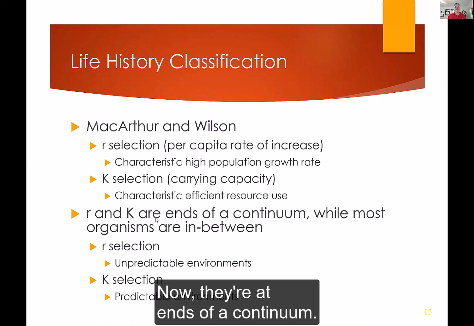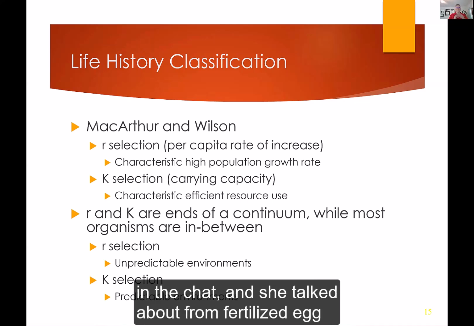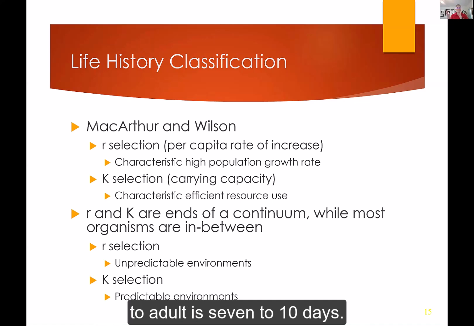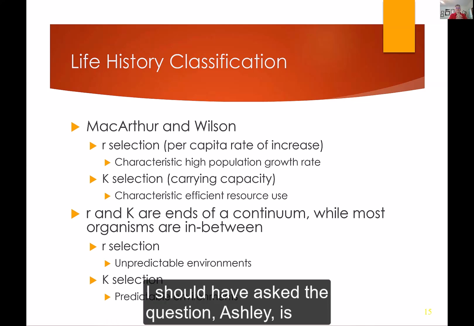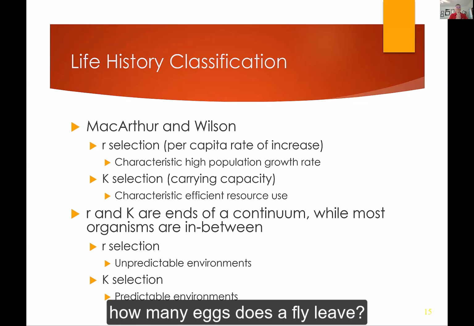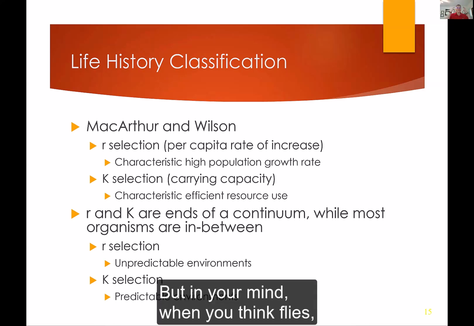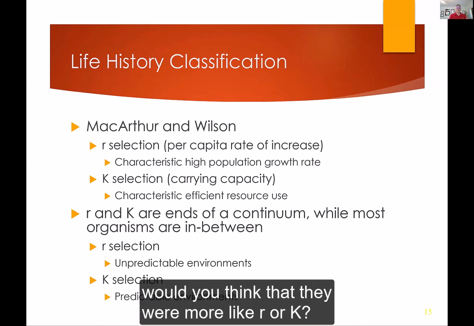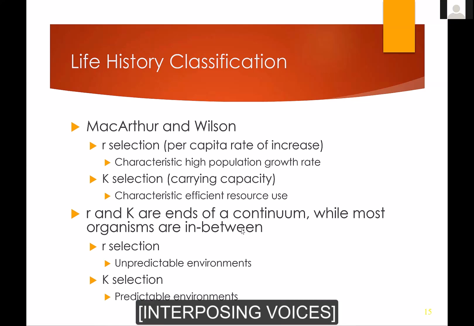Now, they're at ends of a continuum. What I mean by that is, Ashley put houseflies in the chat. She talked about how from fertilized egg to adult is 7 to 10 days. How would you characterize that? Is it R or K? I should then ask the question, Ashley, how many eggs does a fly lay? But in your mind, when you think of flies, would you think that they were more like R or K individuals?